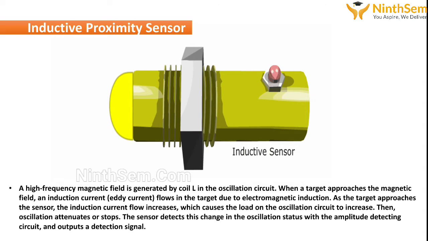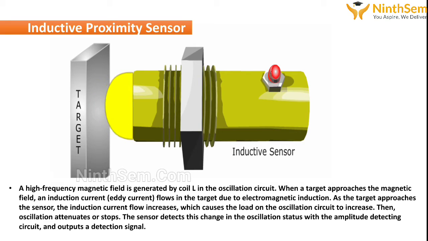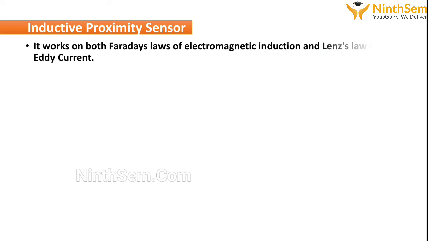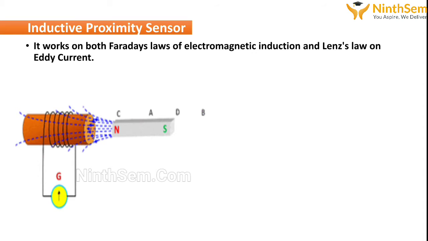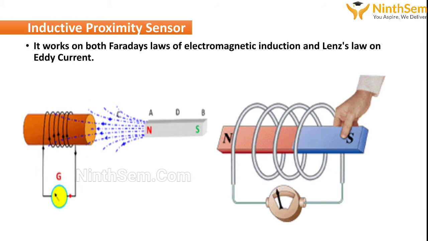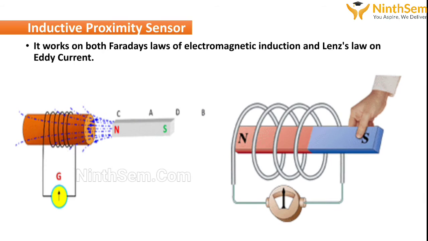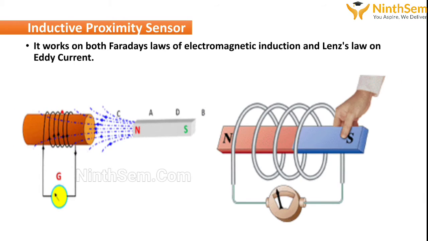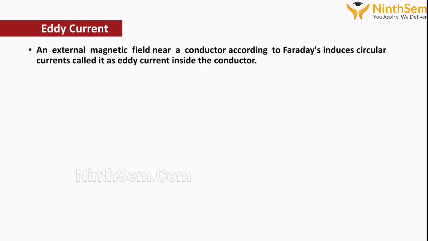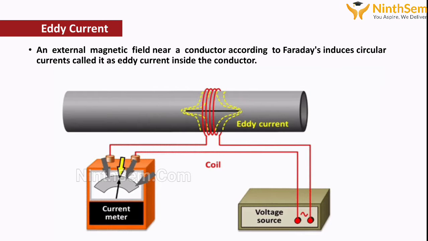So, as I have already told, it is based on a certain magnetic principle. So, what is the working principle of the inductive proximity sensor? It works on both Faraday's law of electromagnetic induction and Lenz's law on eddy current. So, first, what is eddy current? An external magnetic field near a conductor, according to Faraday's law of electromagnetic induction, induces circular currents called eddy currents inside the conductor.